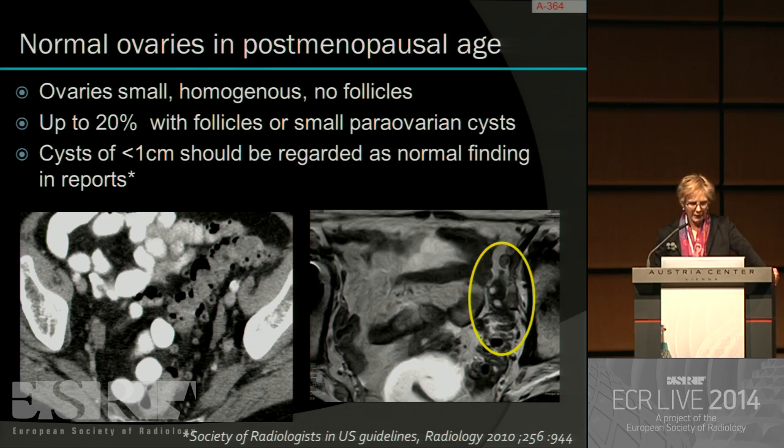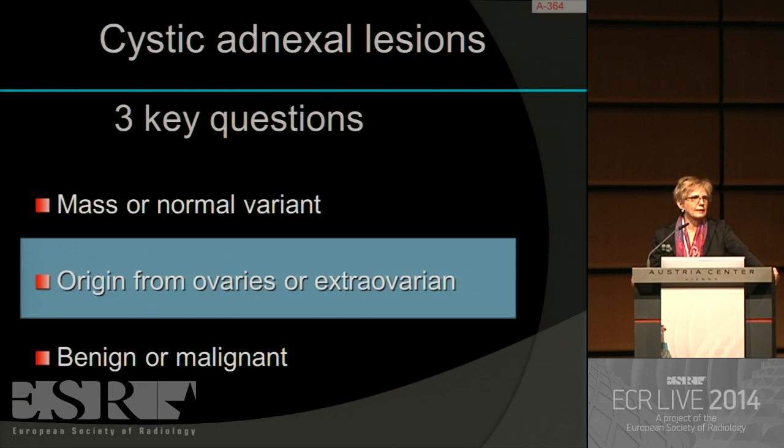So what about these ovaries in postmenopausal age? These little cystic structures should also be considered as a normal finding. The reason is this will be little remnant follicles or para-ovarian cysts. So this is a normal finding, even in postmenopausal age. Now let us go to the question of the origin.